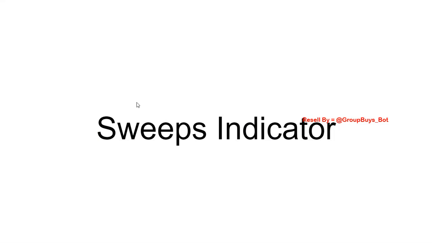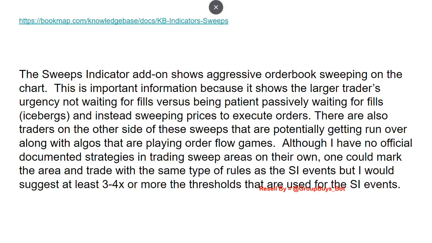All right, so the sweeps indicator is a very important add-on, another add-on from Bookmap, that I use not only in helping me draw accurate zones with things like stop runs, but also to come up with a narrative on what's going on with the bigger money's urgency. The sweeps indicator add-on shows aggressive order book sweeping on the chart.